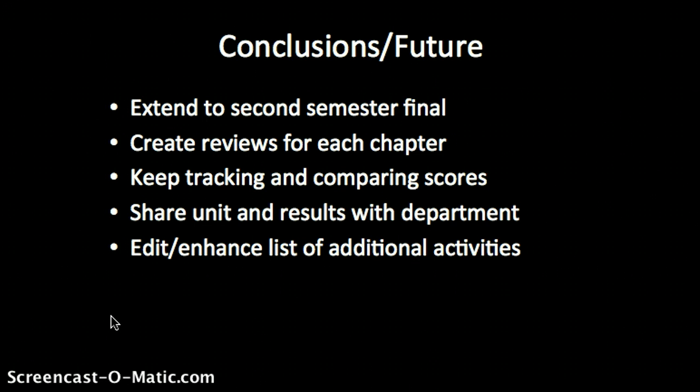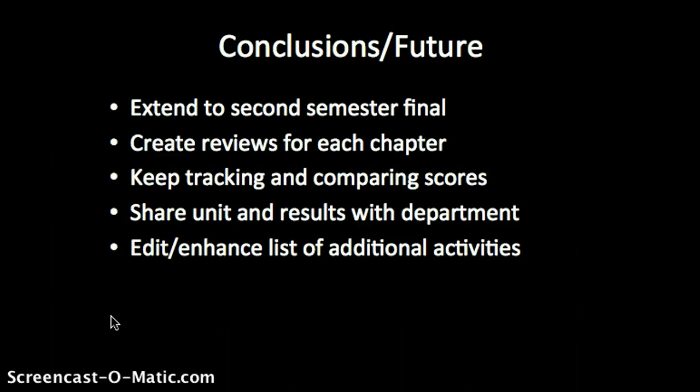To really make sure that it's a successful plan, I would keep tracking and comparing scores from the years that I do it and the years that I don't, and then I would share my unit and the results from the unit with my department so they could start doing it in their classes if it is successful.